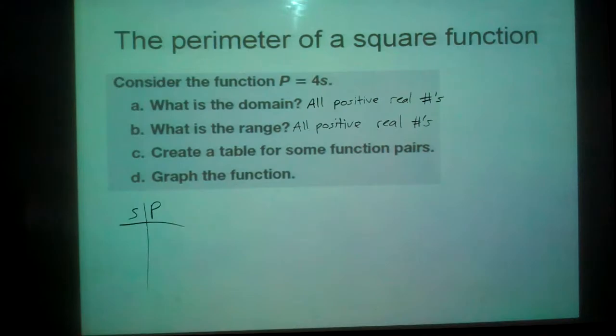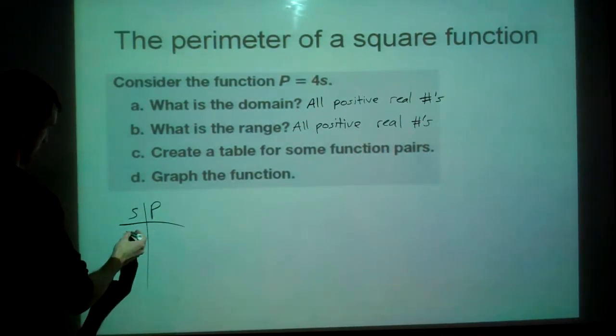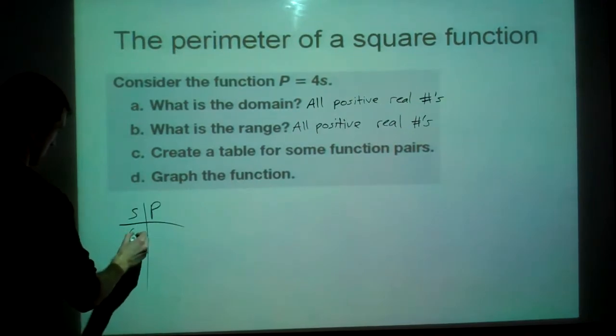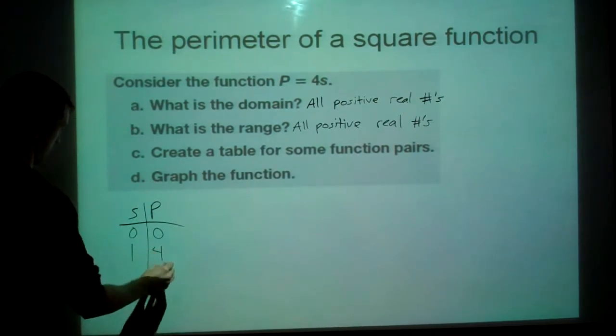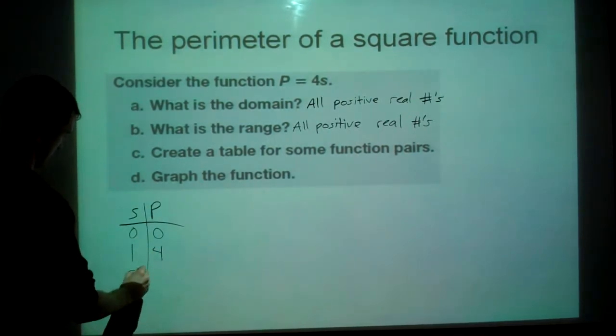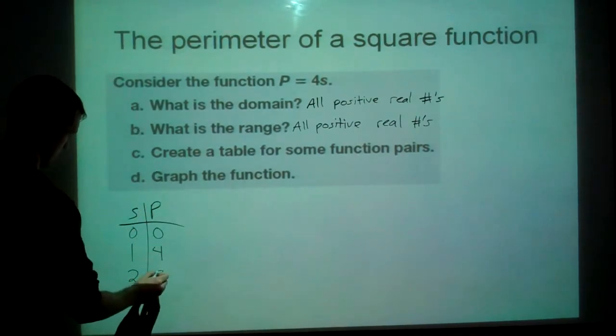Create a table for some function pairs. Let's do that. Let's choose easy ones. Let's say our side is 0. Perimeter is going to be 0. Let's say our side is 1. Our perimeter would be 1 times 4, 4. Let's say it's 2. 4 times 2 is 8.